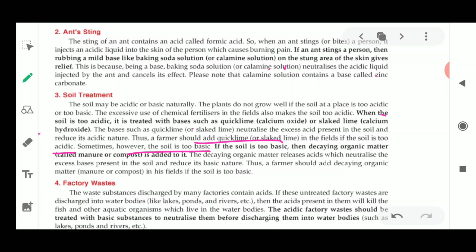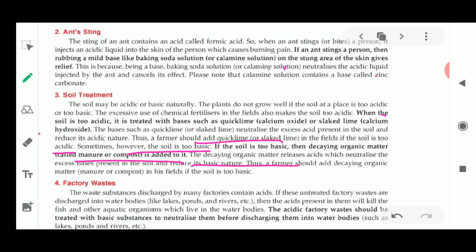Then dead and decaying organic matter, manure and compost are added to the soil so that the soil becomes balanced. It is neither too acidic nor too basic. The decaying organic matter releases acid. For treating the excess base which is present in the soil, you will add some acidic things. You are not going to add hydrochloric acid to it, you are not going to add fertilizers to it. The simple thing is that you will add manures and compost to it. So it is going to neutralize the base which is present in the soil.